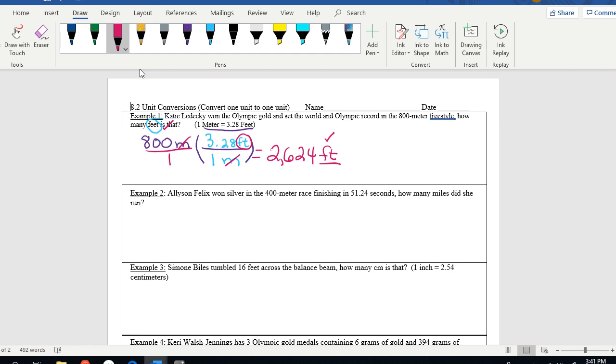So Allison Felix won a silver in the 400 meter race, finishing in 51.24 seconds. How many miles did she run? So we're going to have to take 400 meters, and I'm going to have to turn this into miles. I know that 1 meter is how many feet, but I want to know how many miles that is.